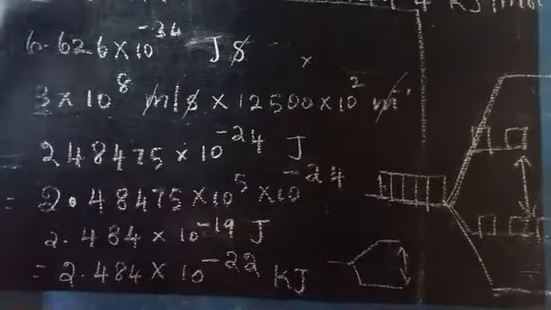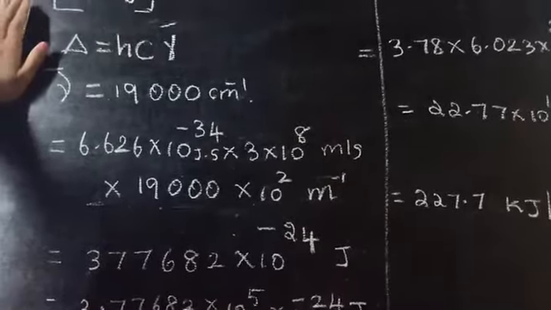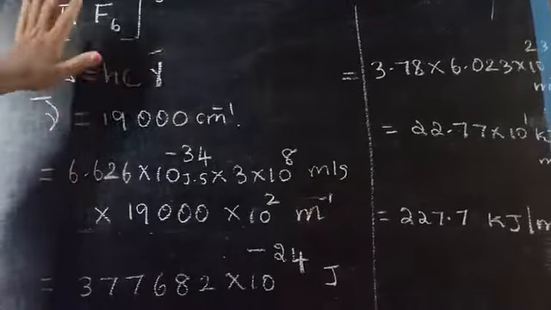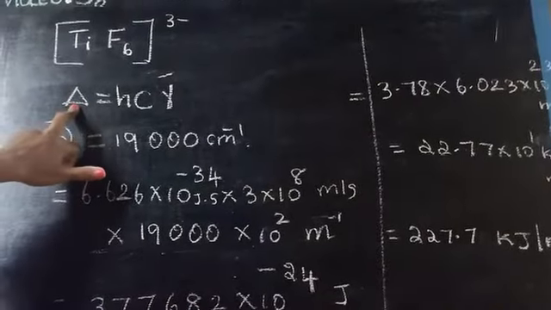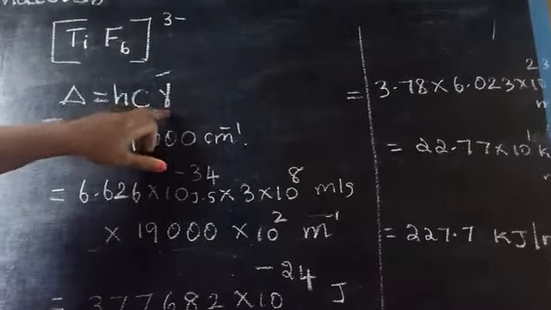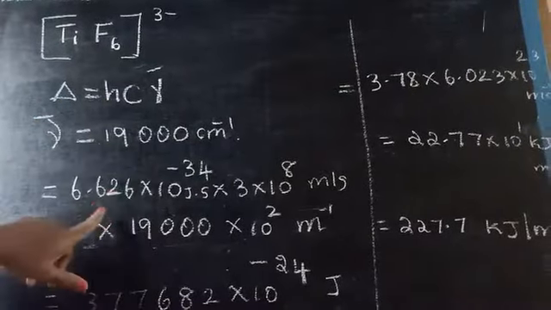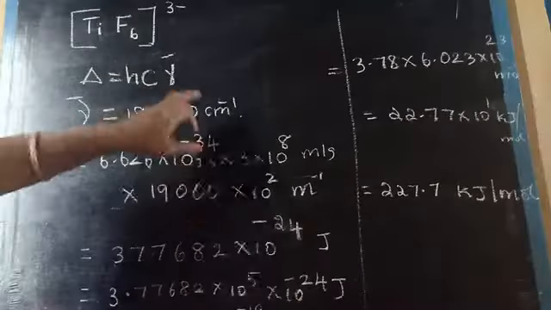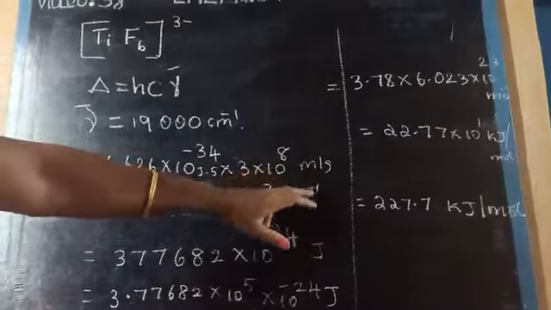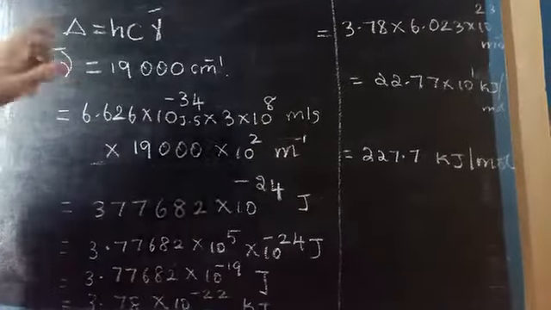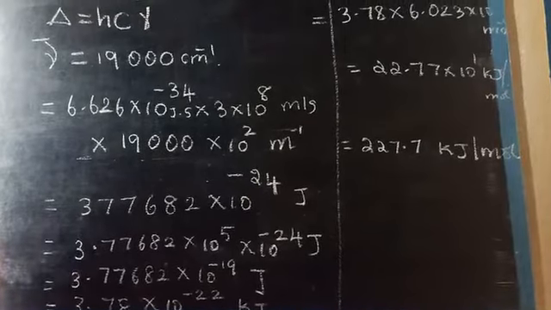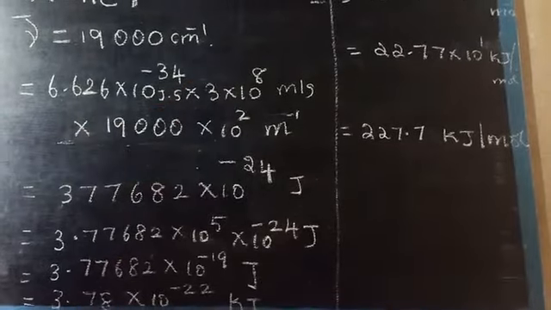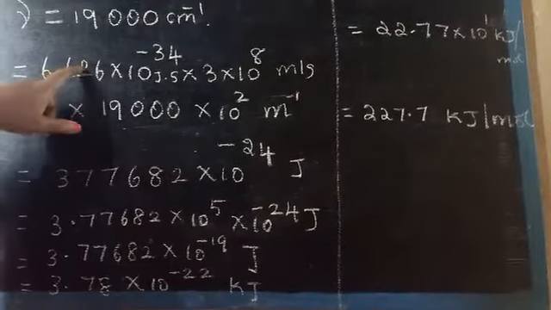So now I take the next example, children, the second example: hexafluorotitanium(III) ion. Now calculate the delta value, Δ = hc ū. h is Planck's constant, 6.626 × 10^-34 joule second. c is the velocity of light, 3 × 10^8 meter per second. ū is given in the question: 19,000 centimeter inverse converted into meter, so 10^2. So multiply.